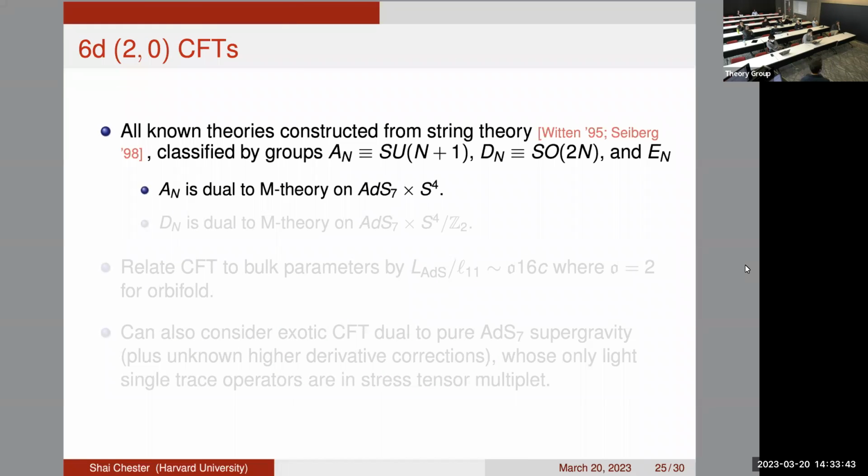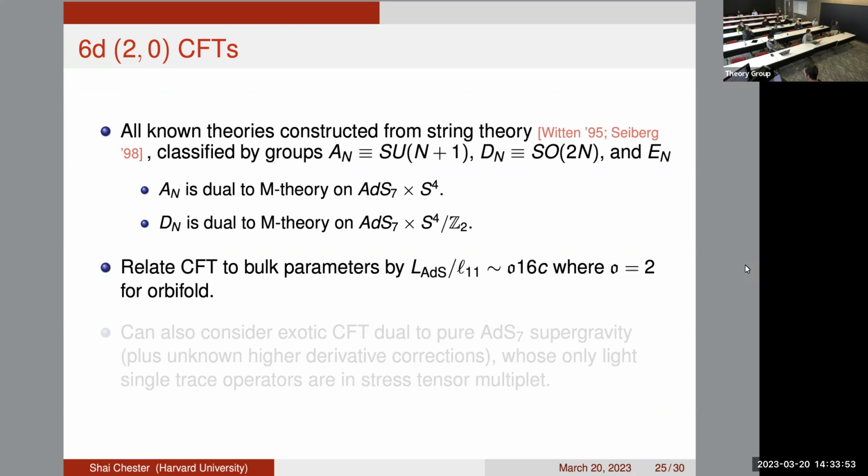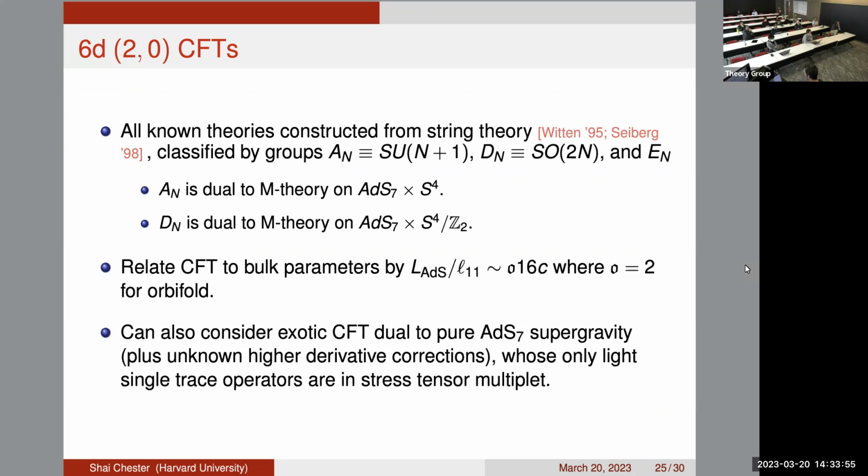The A_N theory is dual to M theory on AdS7 × S4, and the D_N theory is dual to AdS7 × S4 mod Z2. So it's always the same pattern: those are the two cases with maximal supersymmetry. We have the relationship between Planck length and C. And then finally, we also consider this putative exotic CFT dual to pure AdS7 supergravity.